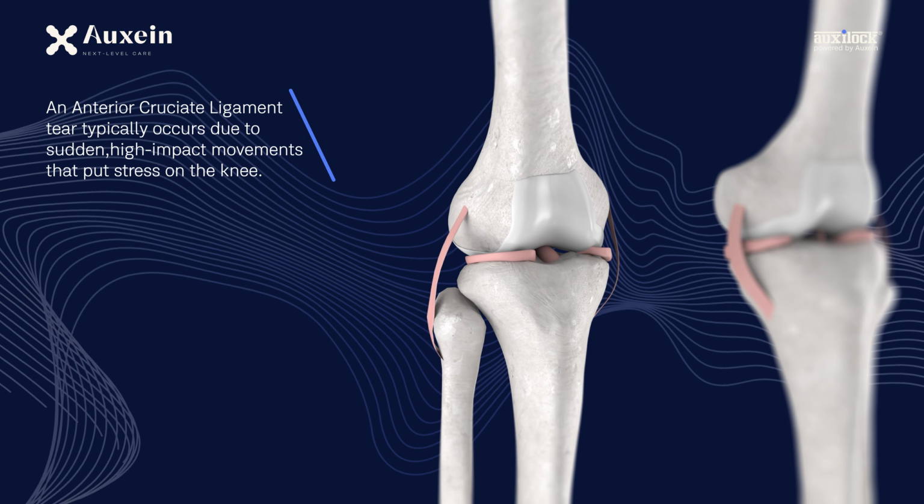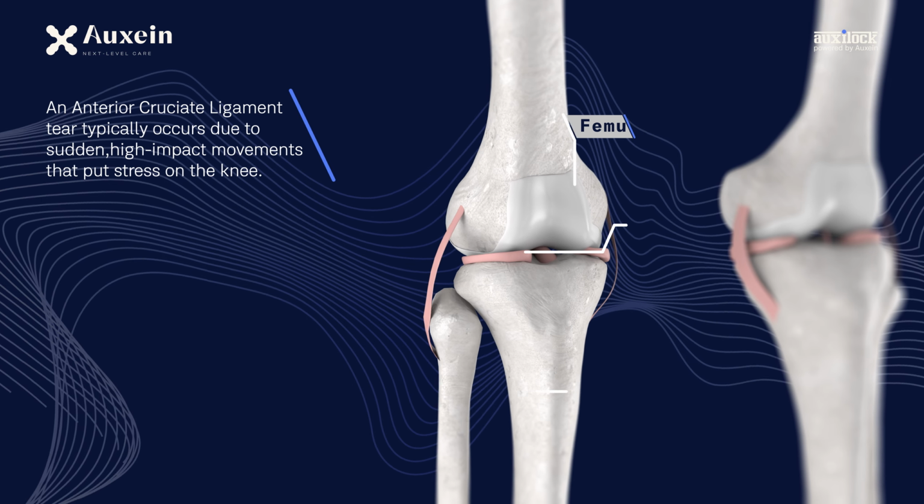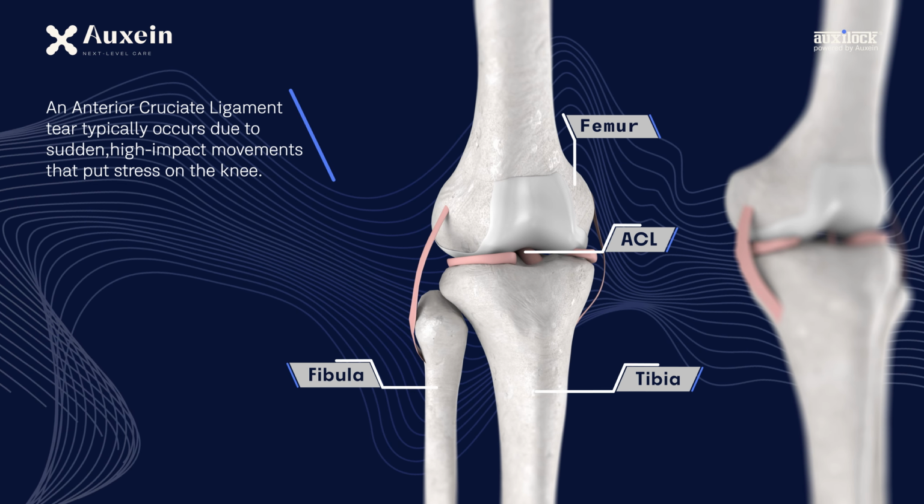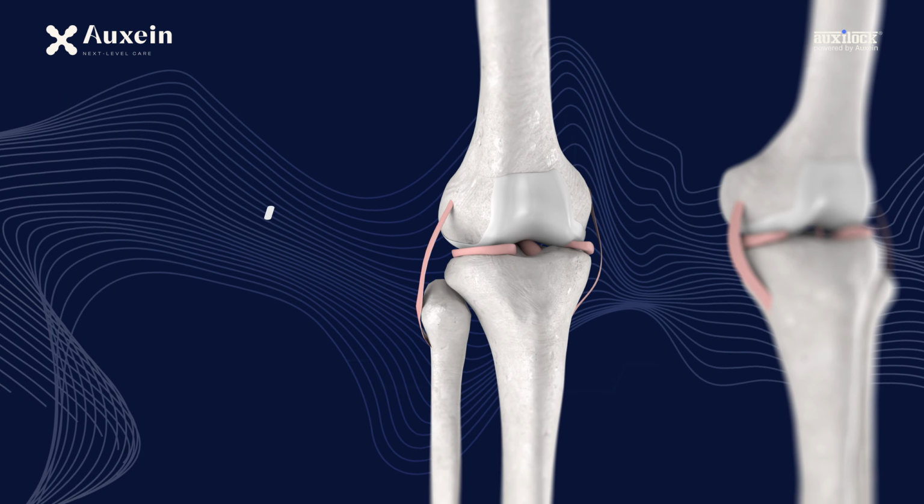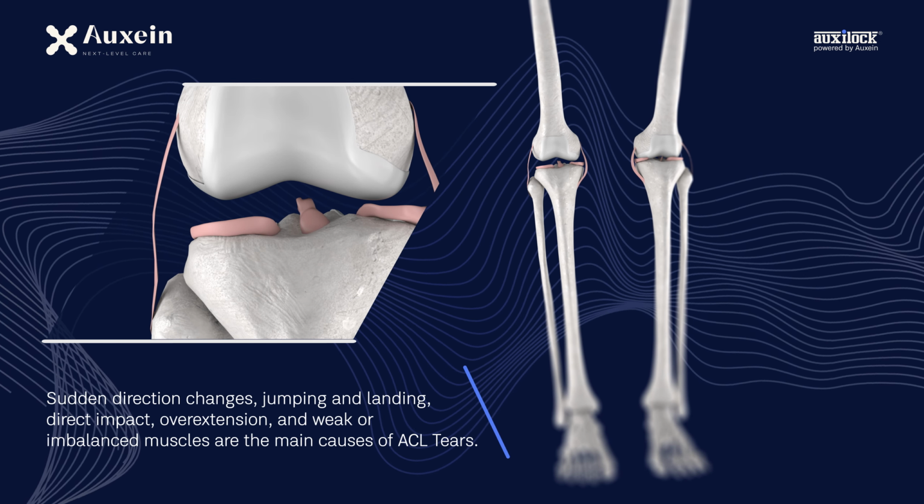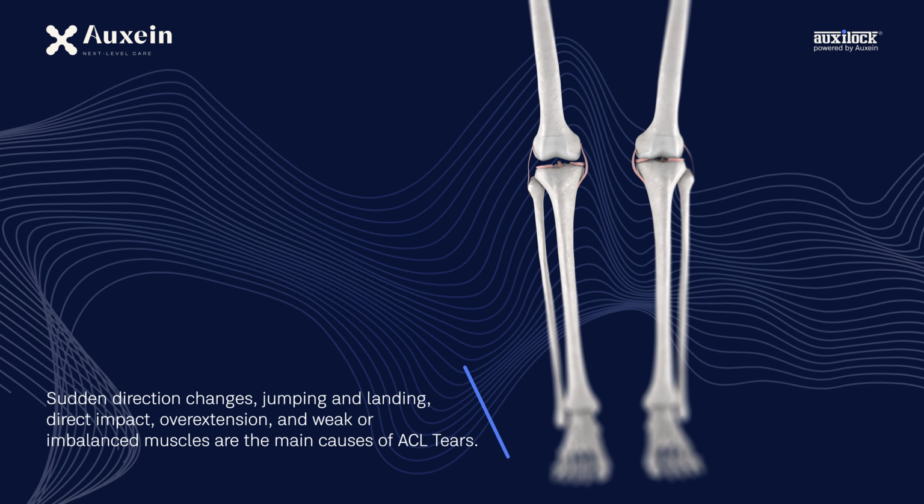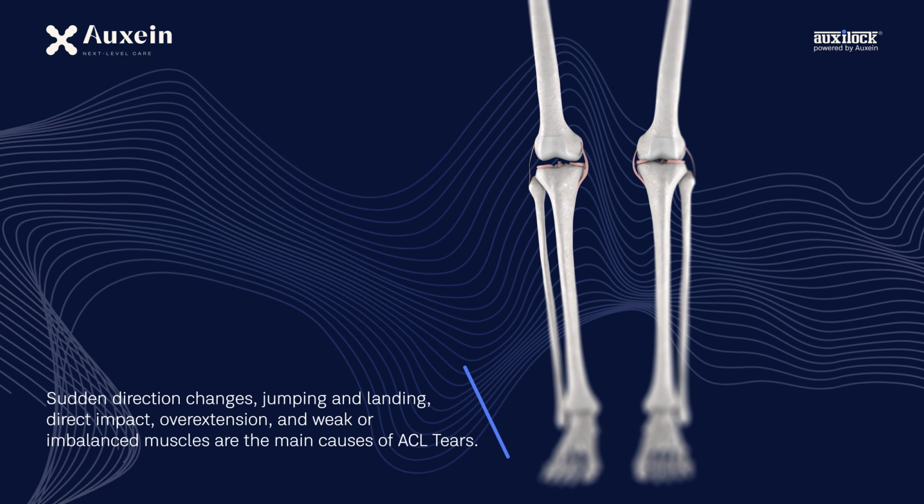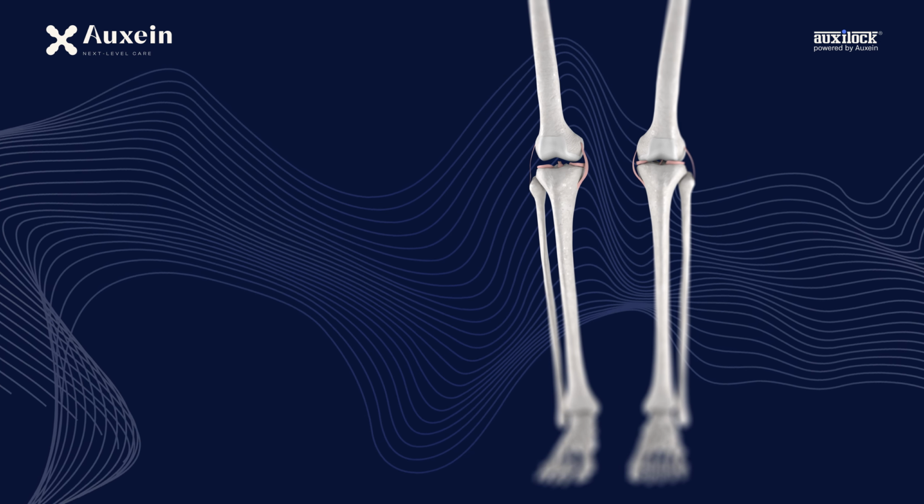An anterior cruciate ligament tear typically occurs due to sudden, high-impact movements that put stress on the knee. Sudden direction changes, jumping and landing, direct impact, overextension, and weak or imbalanced muscles are the main causes of ACL tears.